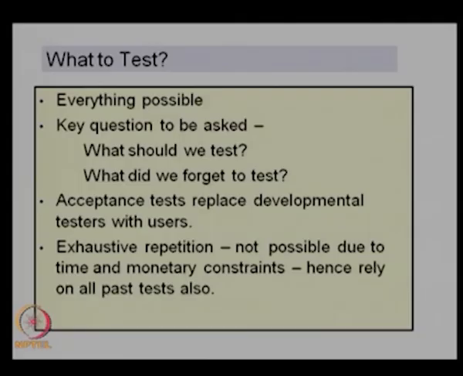The key questions to be asked are what should we test, and what did we forget to test. This is also very important. What should we test is an aspect we should take care of, but more importantly, what did we forget to test is also important. Sometimes we may forget to test some important parameters, and that may lead to a failure in the system. There are many case studies which showed that some aspects were not tested, and exactly these parameters became the cause of failure in the system. Therefore, it is not only important what we are testing, but what we forget to test is also very important.